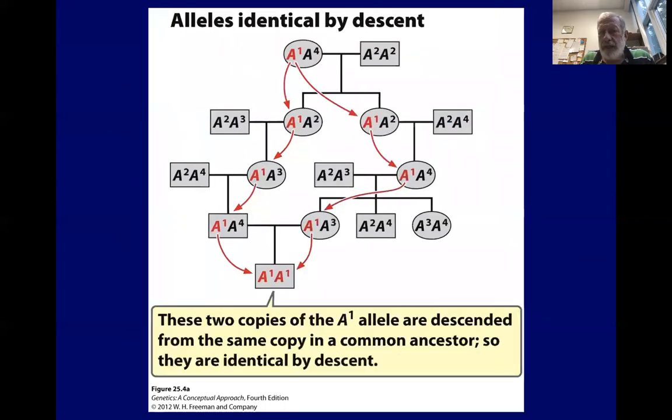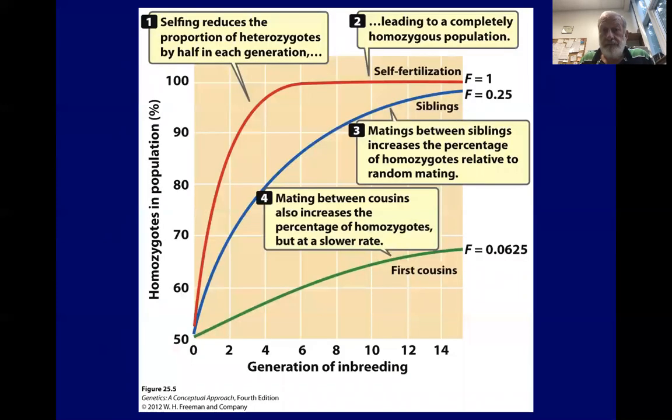But alleles identical by descent, the A1 individual here at the bottom of the pedigree got both those A1 alleles from his great-great-grandmother. And so this would be an example of inbreeding then. So this is an interesting one.